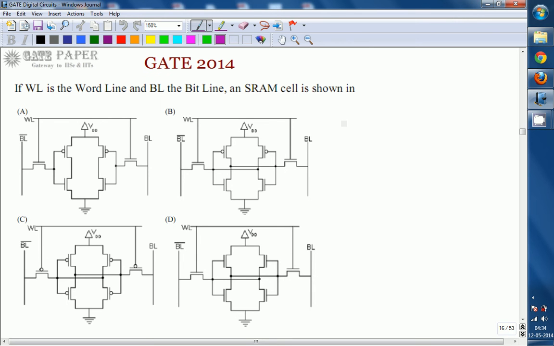SRAM is called static RAM. RAM is random access memory, which is also called read-write memory. So static RAM means static random access memory or static read-write memory.